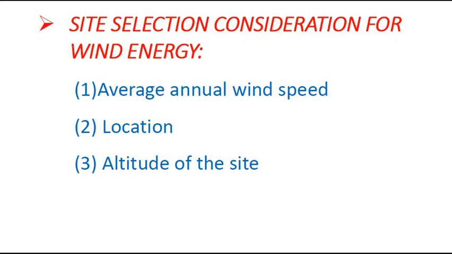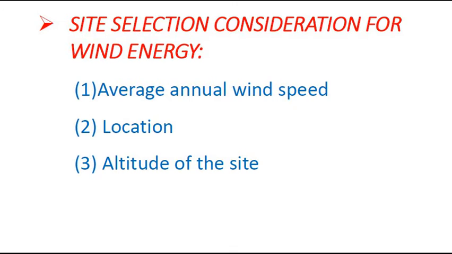Now, site selection considerations for wind energy. First factor for site selection of a wind power system is average annual wind speed. The power available in wind increases rapidly with the wind speed. Therefore, the main consideration for locating a wind power generating plant is the availability of adequate and uniform average wind velocity through the year. So the wind velocity is the critical parameter for the wind power system.